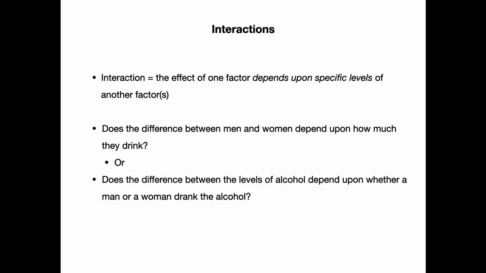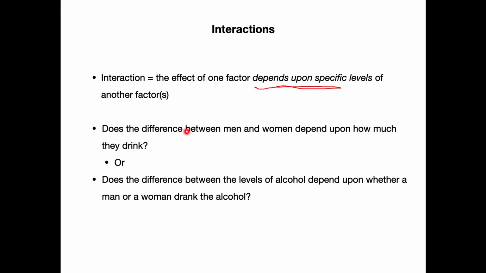Factorial ANOVA is made up of main effects, which we talked about in the last video, and then the interaction between the factors. Interactions in ANOVA are very similar to interactions in regression, and our definition of interactions is going to stay the same. Namely, it's the idea that the effect of one factor depends upon specific levels of another factor, so any differences we see will be specific to the levels of the other factor.